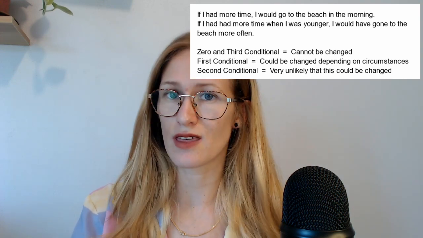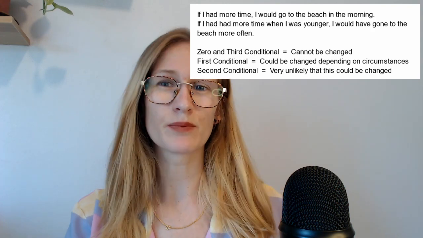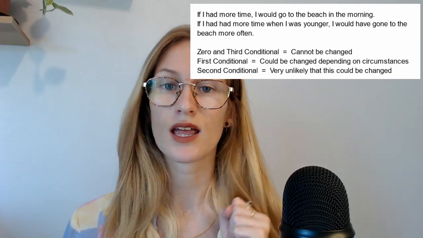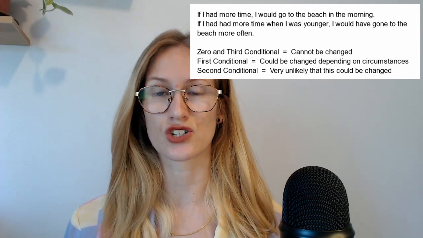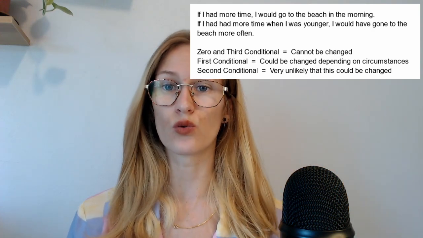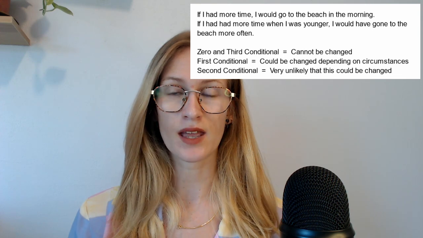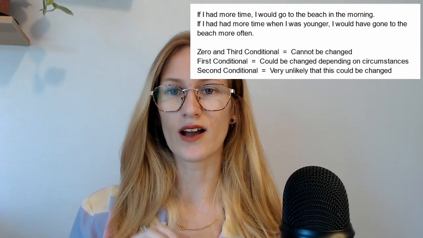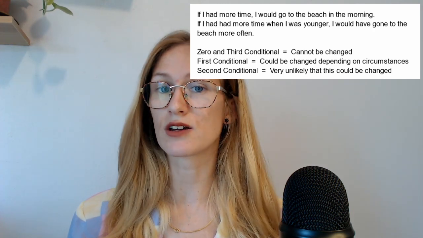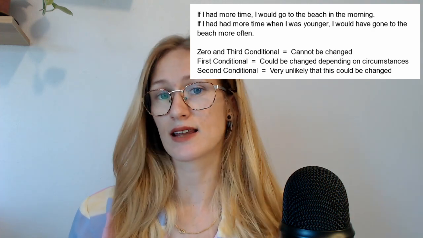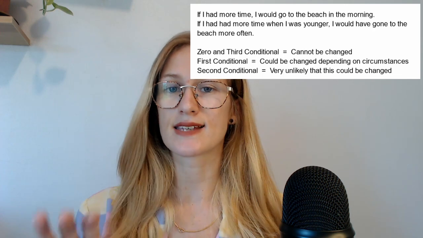So we cannot change the third conditional. We possibly could change the second conditional, but the understanding is it's unlikely. The zero conditional and the third conditional we cannot change. The zero conditional is because it's fact. It always happens 100% of the time. And the third conditional is because it's all happened in the past. The first and the second conditional possibly could change. First conditional could change, likely. It's likely it could change, maybe not. The second conditional, it's very unlikely.